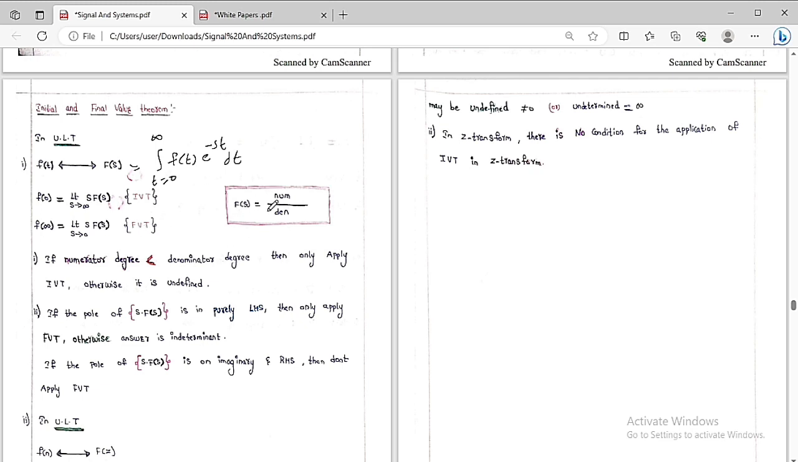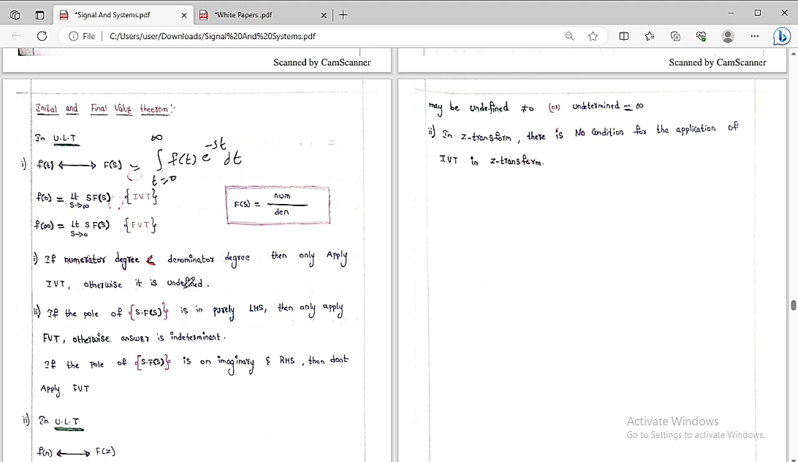F of s is basically in the format of numerator by denominator. If the numerator degree is lesser than the denominator degree, then only apply the initial value theorem, otherwise it is undefined. So always, before applying the initial value theorem, first check that the numerator degree is lesser than the denominator degree. Then only we apply the initial value theorem, otherwise we don't.